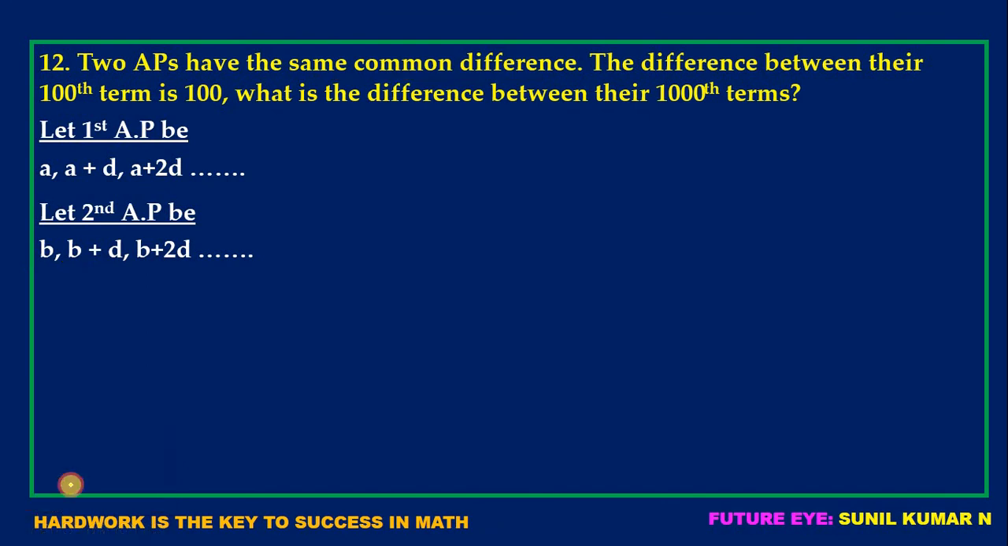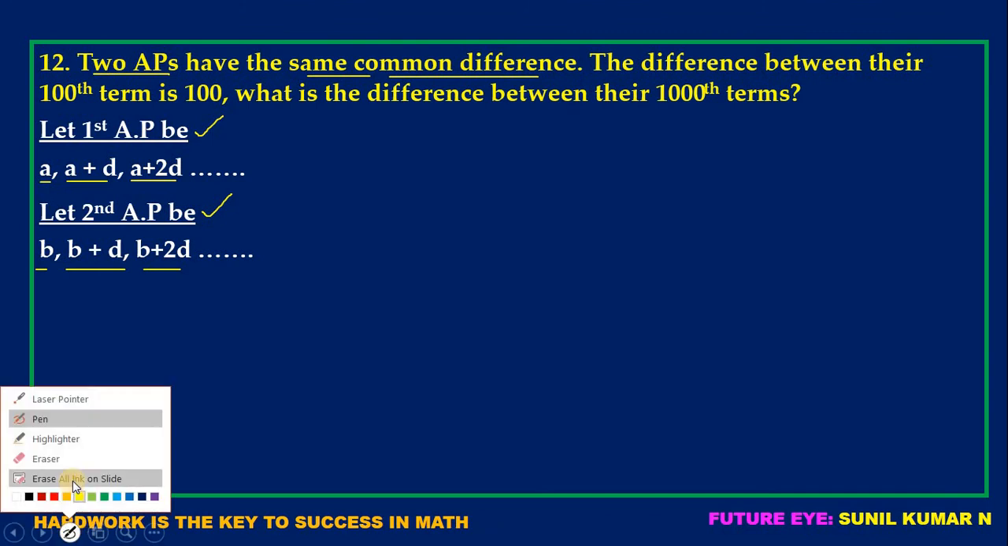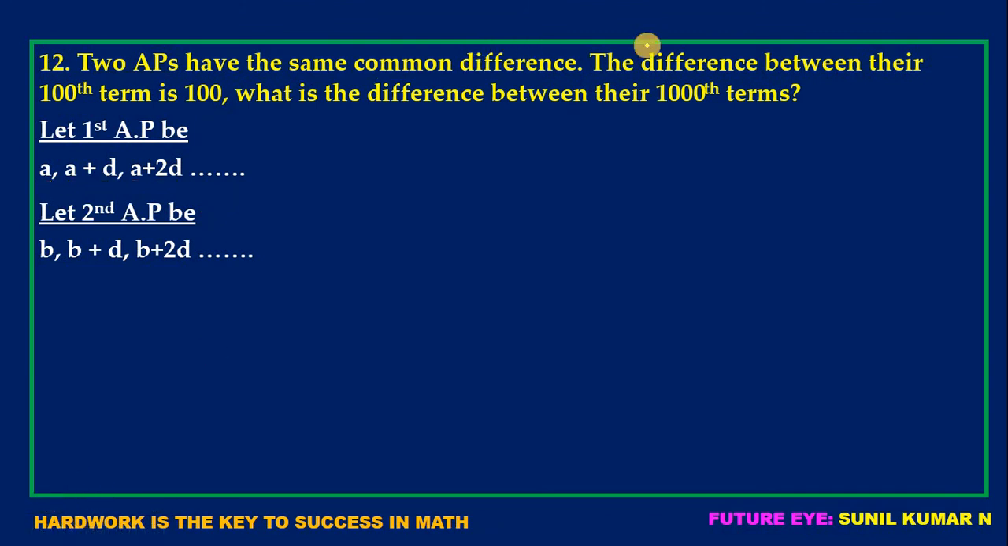Children, I repeat again. Here they are talking about two APs. Hence the first AP I have taken as A, A plus D, A plus 2D, and the second AP I am taking as B, B plus D, B plus 2D. I am not replacing D because they said in the problem clearly, same common difference. Now what we have to do is, they said one condition, see, the difference between their 100th terms is 100.